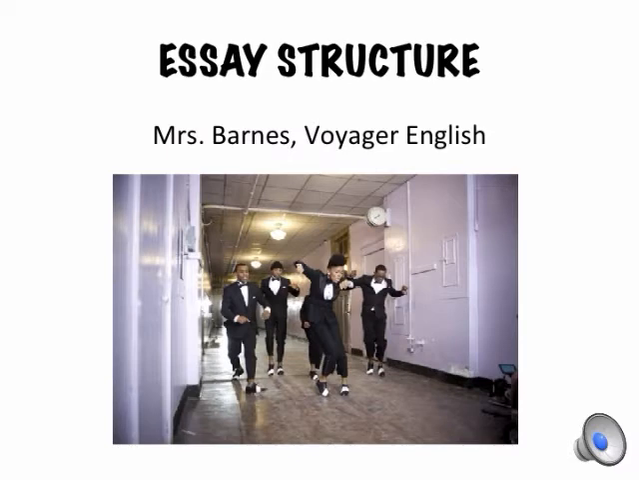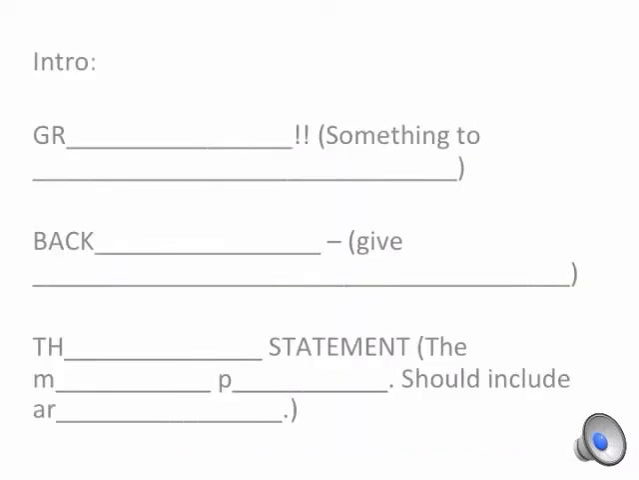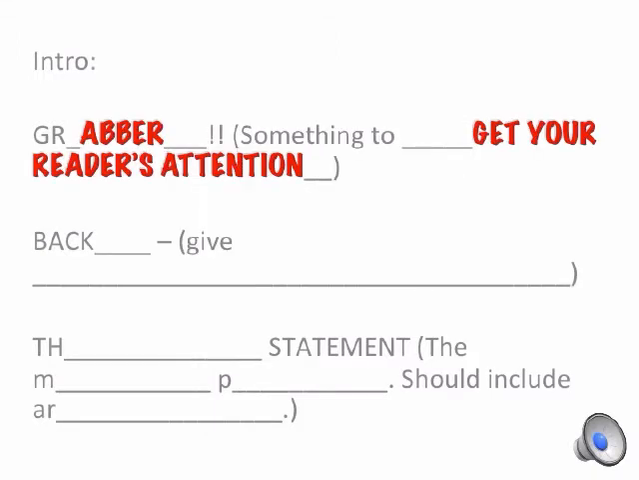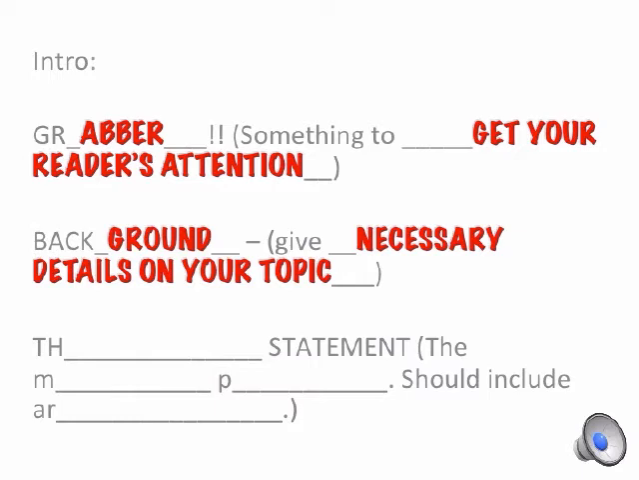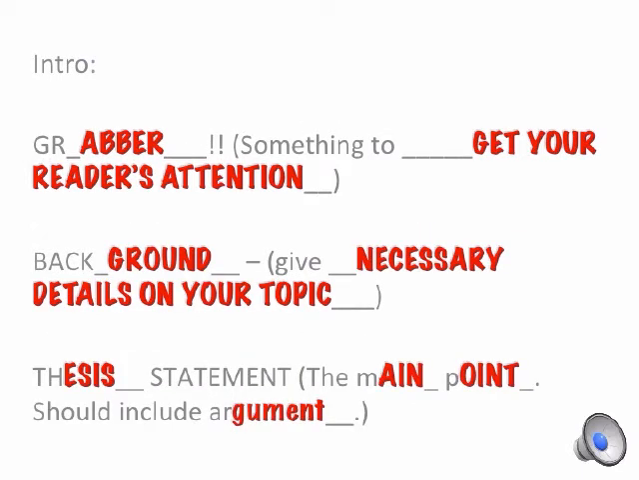So first of all, we're going to talk about how an essay is laid out. You're obviously going to start with the introduction. The first part of your introduction is the grabber, and this is something to get your reader's attention. You want to engage your reader and make them think that your writing is going to be interesting, and hopefully it will be. The next thing you need to give is background information. You need to give necessary details on your topic so your reader isn't confused. And finally, the thesis statement. This is the main point, and it should include some form of argument. So, intro includes three things: the grabber, the background, and the thesis statement.